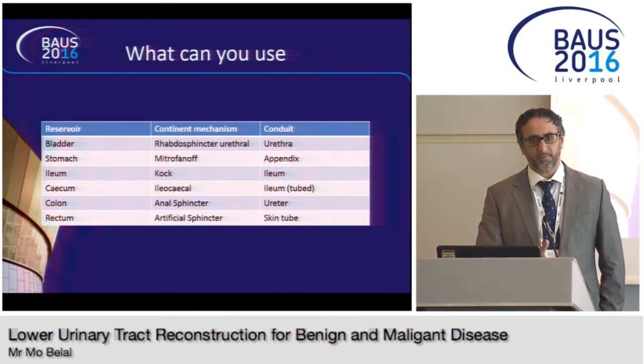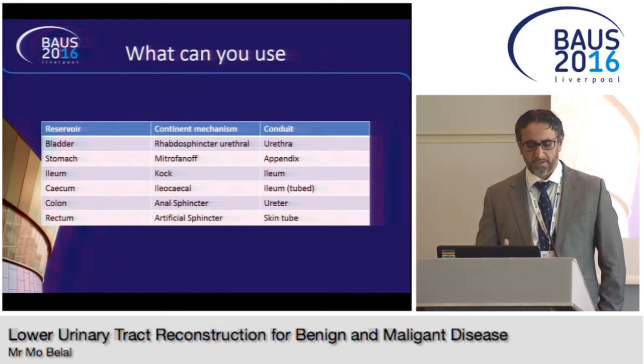You can use native bladder, you can use any part of the gastrointestinal tract: stomach, jejunum, ileum, cecum, colon, rectum. In terms of the continent mechanism, you can use a continent mechanism which is already in place, whether that is the native urethral sphincter or anal sphincter, or you can create, using the Mitrofanoff principle, or using an anticipated valve principle, a continent mechanism. And the types of conduit you can use can vary too. Not included on there is the fallopian tube, which has been used before.